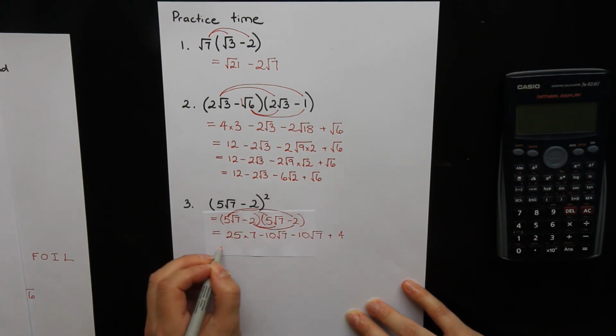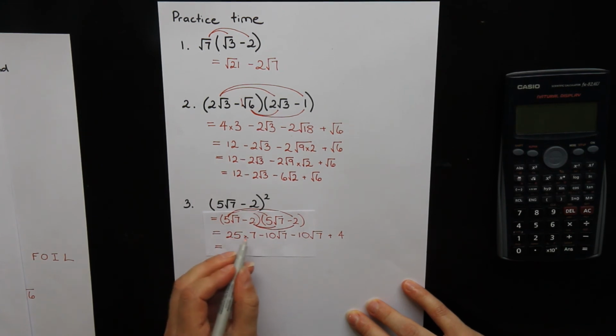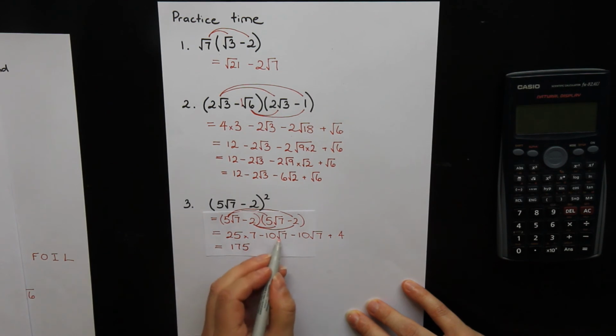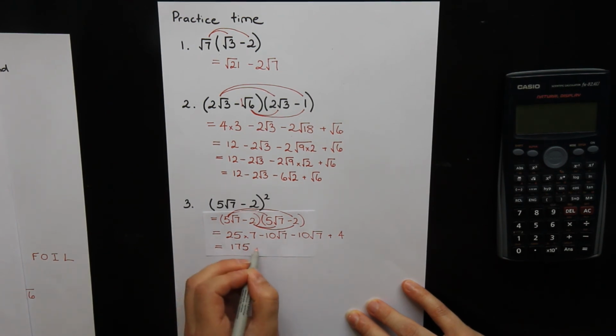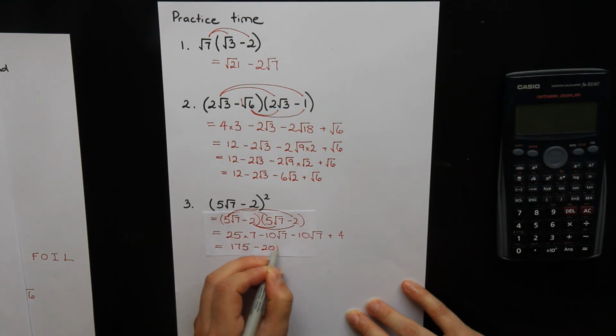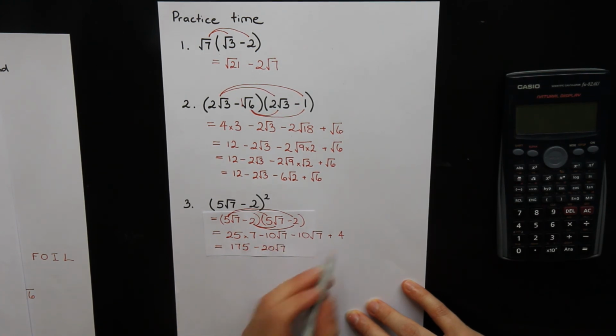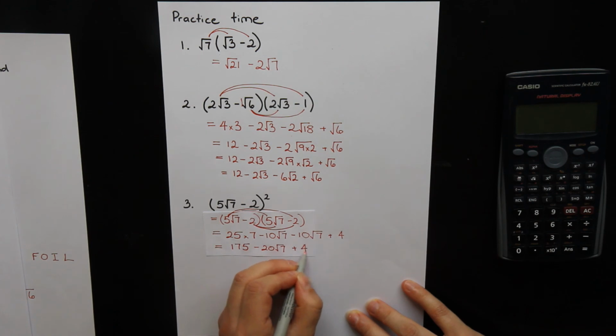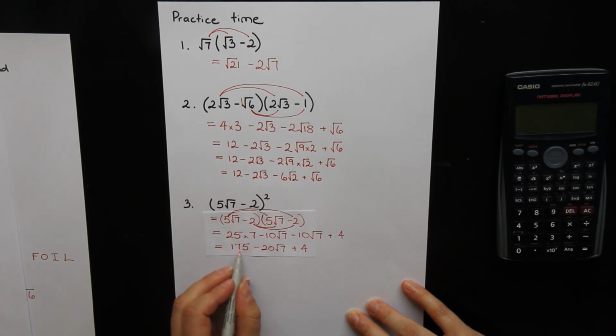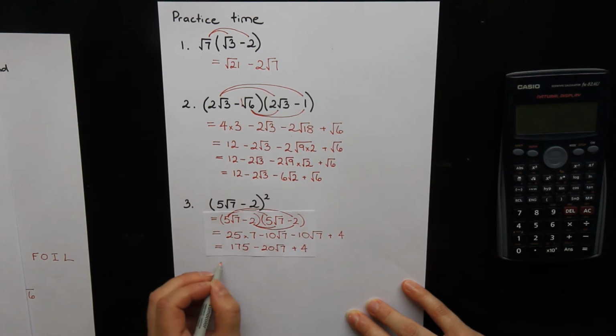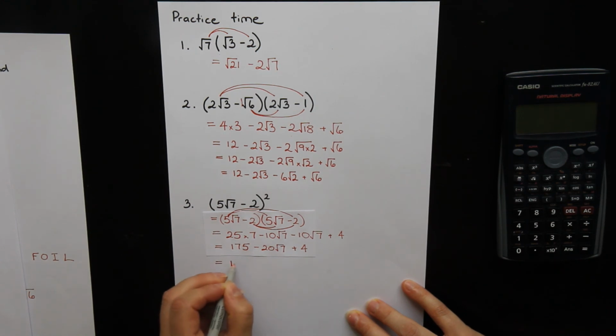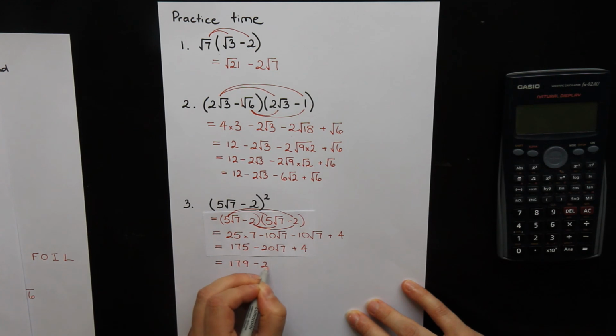Alright, we can simplify. 25 times 7 is 175. Collect our two middle like terms. So minus 10 root 7 minus another 10 root 7 is minus 20 root 7. And I have a plus 4 on the end, which I can collect. The 175 plus 4 makes 179 minus 20 root 7.